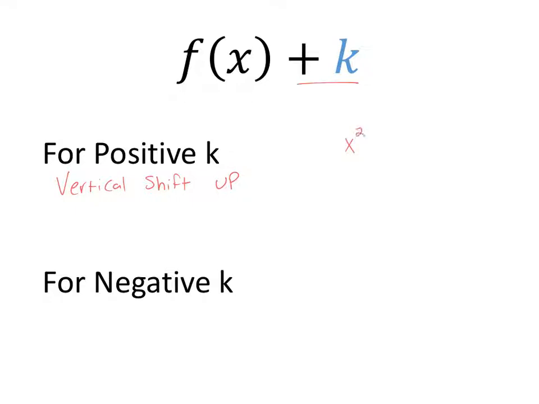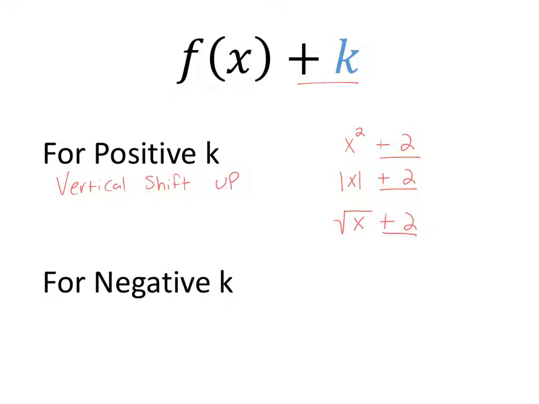We could have x squared as the parent function plus 2, and that would move the parent function up 2 units. We could have the absolute value of x plus 2, and that would move the absolute value function up 2. Or the square root of x, and notice the plus 2 is outside of the radical. Those are all examples of vertical shifts up. If you'd like to see them, I recommend using a program like Desmos to graph these, for every parent function in this whole unit. That's when k is a positive number, so here I'm using positive 2, positive 2, positive 2.